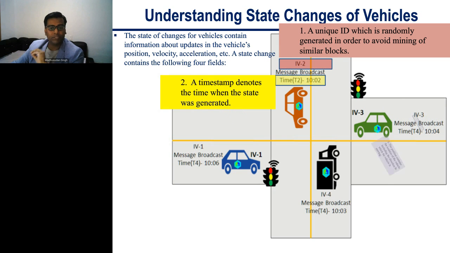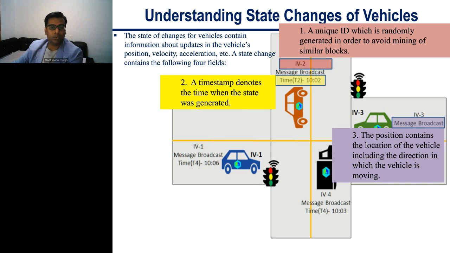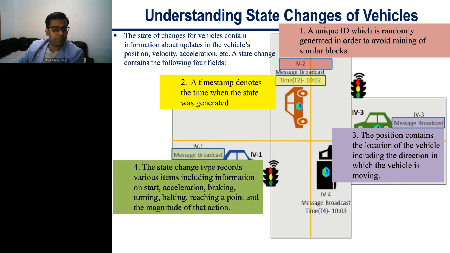And then we have the position, which contains the location of the vehicle, including the direction in which the vehicle is moving. And the state change message broadcasts provide the state change type, which records various events, including information on start, acceleration, braking, turning, halting, and all these things.